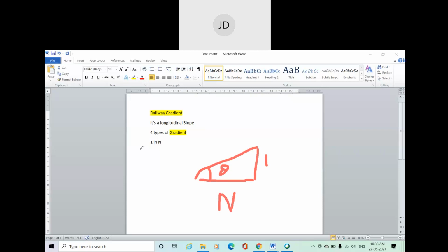The symbol used for gradient may be a small g and capital N. You can also check your reference books and textbooks, where one common symbol may be used. The symbol may be different, but you have to know the basic concept.